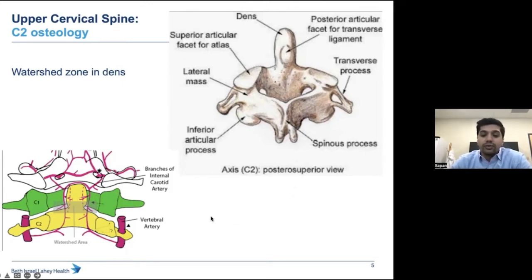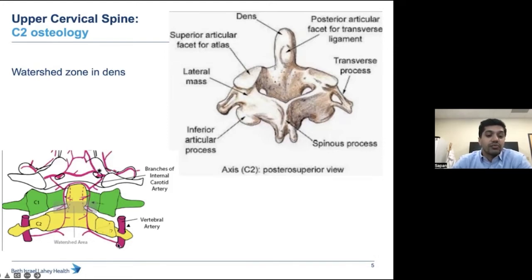Relevant to discussion of C2 is the blood supply to C2. One of the unique things about the odontoid process, or important things to recognize, is that it gets blood flow from two different places: branches of the internal carotid artery, as well as branches of the vertebral artery. And so there is a watershed area between the base and the tip of the dens, where the blood supply is not very good.